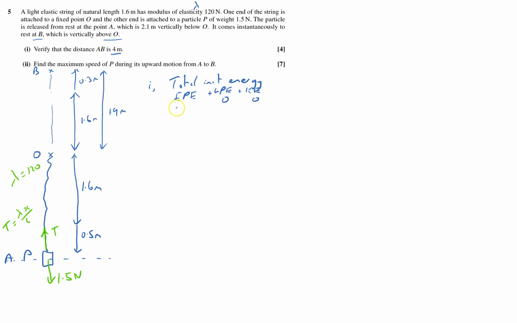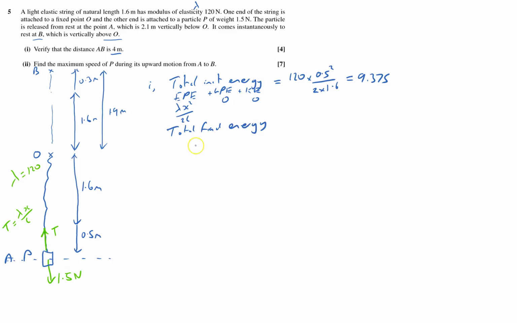So elastic potential energy, which is lambda x squared over 2L, so that will be lambda, which is 120, times the extension, which is 0.5, extension squared, over 2 times the natural length, 1.6, and that gives me 9.375.